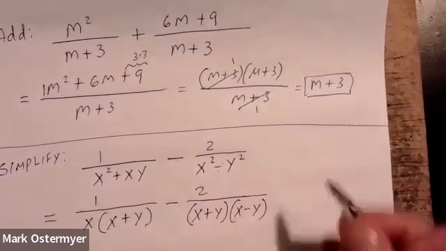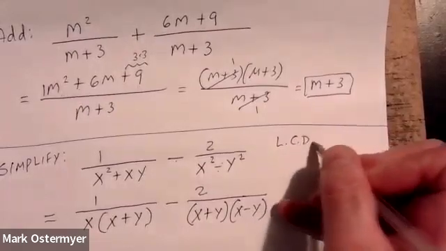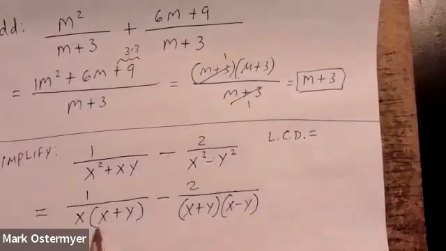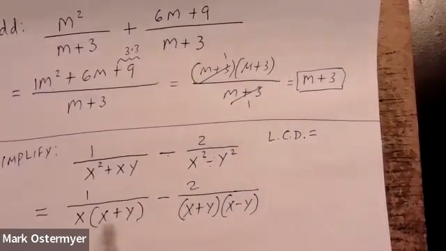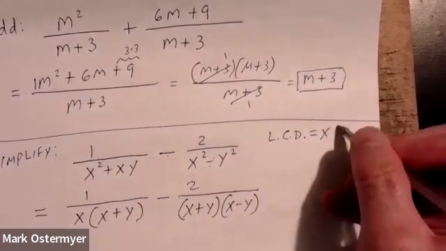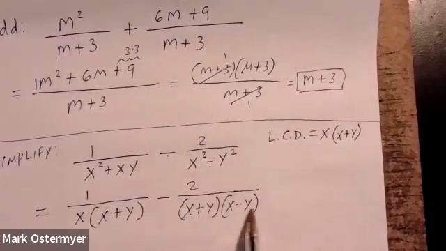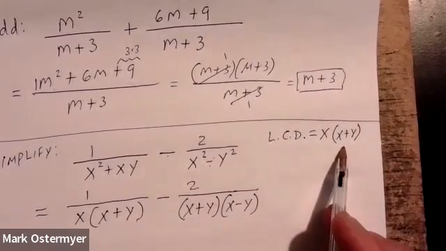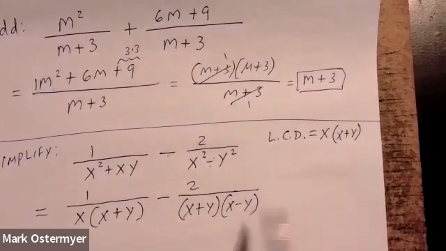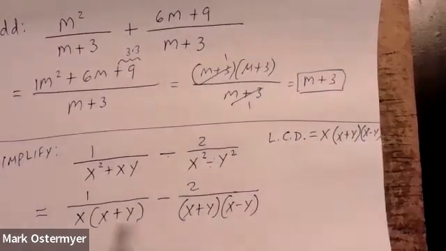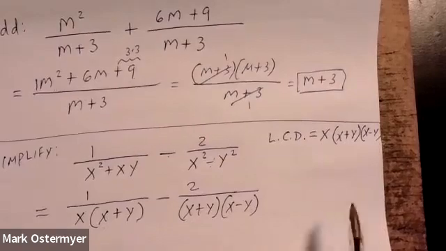Now that our denominators are completely factored, it's very easy to put together our required least common denominator. To be divisible by this first denominator, we're going to need to have a factor of x in our least common denominator. And we're also going to need the binomial factor of x plus y. But this LCD has to be divisible by the second denominator also. Now, we already accounted for the x plus y, but we need a factor of what? x minus y. Your least common denominator of both these denominators must consist of these three factors.